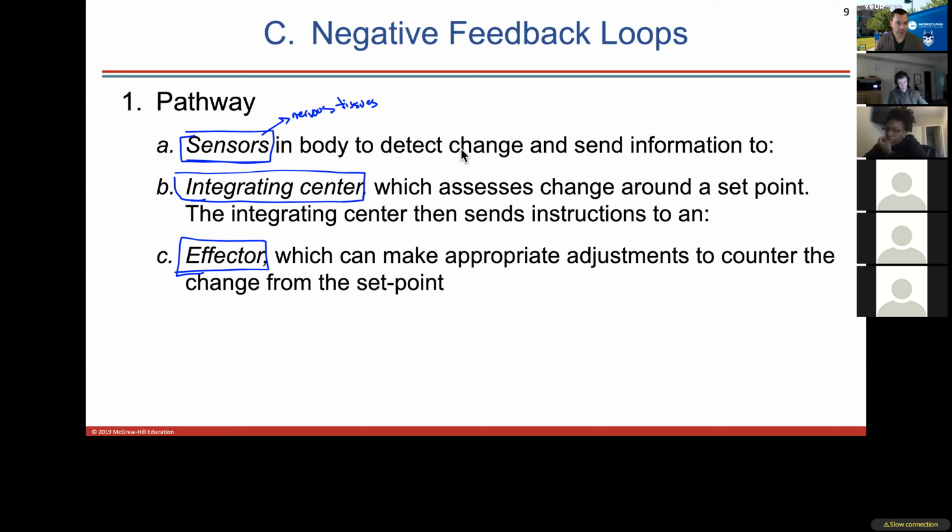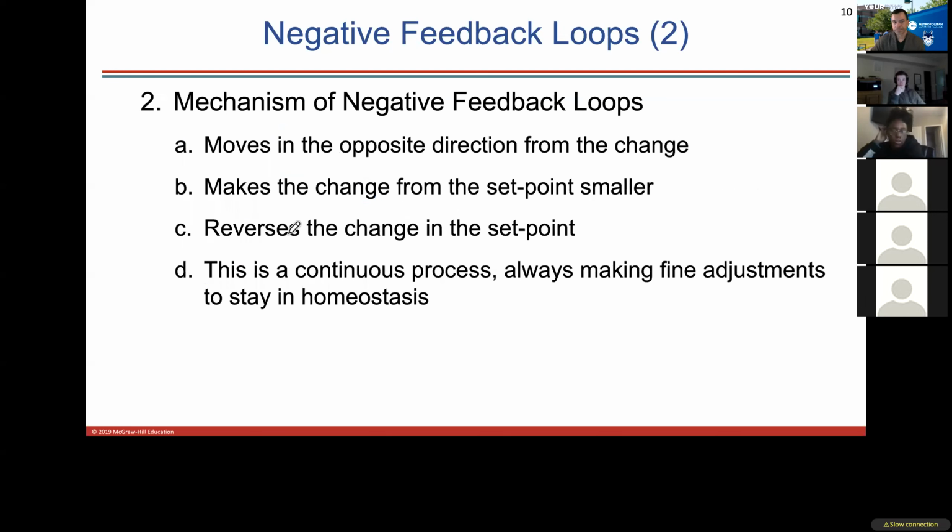Okay, so if temperature is going up, we have sensors that detect thermo changes, obviously thermoreceptors. We detect that, integrate it, send it to the different regions to cause an effect. And then we can start cooling down the temperature and it goes in the opposite direction. And that's what this slide says right there.